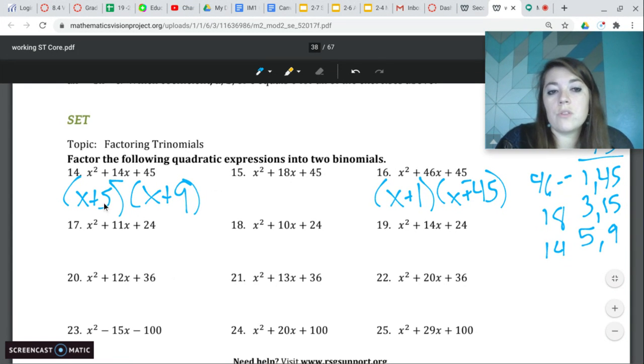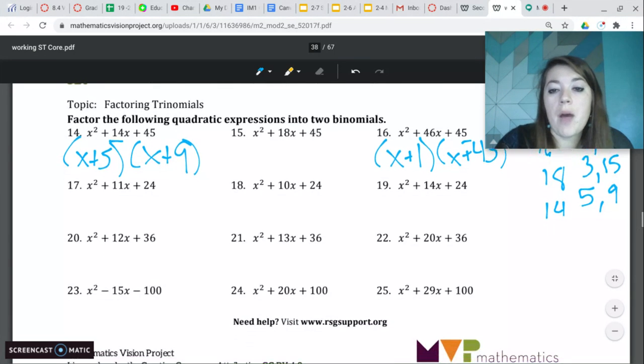And I will tell you, it doesn't matter what order you do these in. You can say x plus 9 times x plus 5. That's perfectly fine. It can be either or. But that's what you're looking at for this section. So it's all about knowing your factors. So knowing all the things that multiply to give you 24, all those different two numbers that'll multiply, all your factors of 36, all your factors of 100.